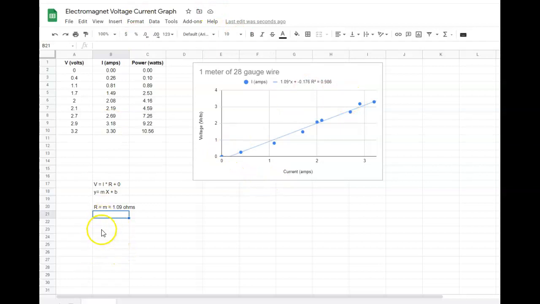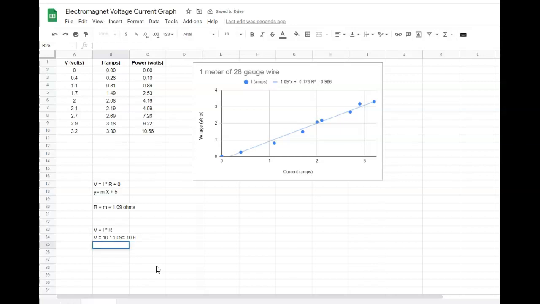Now the last question says, use the resistance in Ohm's law to find the heating power of the wire at 10 amps. If we know that we want 10 amps through our wire, and we have Ohm's law, V equals I times R. If we put in what we know, we can find the voltage. Our I from the problem is 10 amps, and we put in our resistance, which we just found, 1.09. If we do that math, the voltage we would need is 10.9 volts.